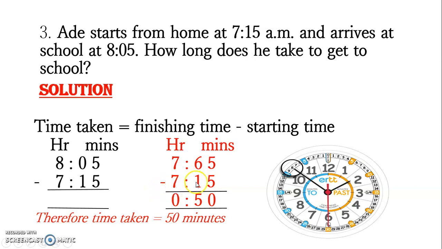minus 7:15. So 5 minus 5 will get 0. 6 minus 1 will give us 5. And 7 minus 7 will be 0. So we no longer have hours. So 0 means nothing, right? So what we have left is 15 minutes. So it took Ade 15 minutes to move from home to school. Therefore, time taken is equal to 50 minutes.